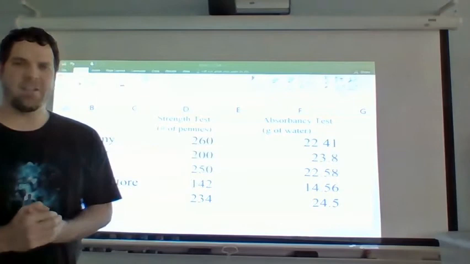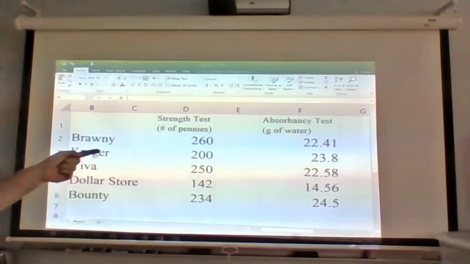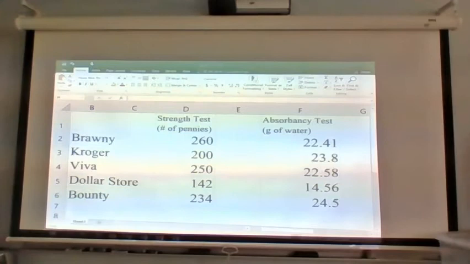Okay, let's talk a little about the data. Here we have the five brands of paper towels, and here's the first test we used, the strength test for the number of pennies. So we can see that Brawny had the most with 260, then actually Viva with 250, then Bounty with 234, Kroger brand with 200, and finally the dollar store with 142.